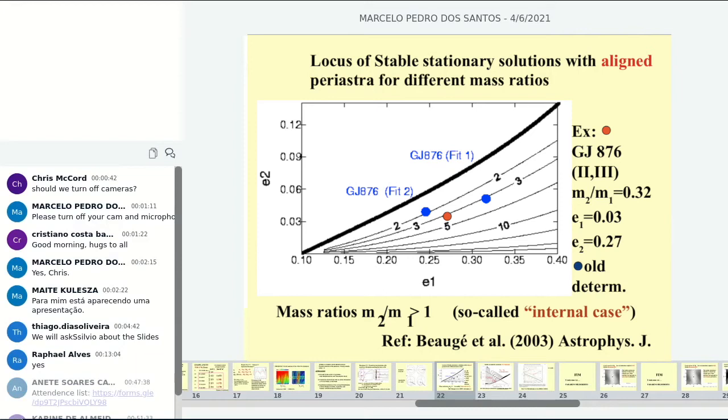So if I know the ratio of masses, I can draw the characteristic curve for this system. And the red point corresponds to the system GJ876. That was the first one that I showed you in this talk. You see the red point. The ratio of the masses is about 3.